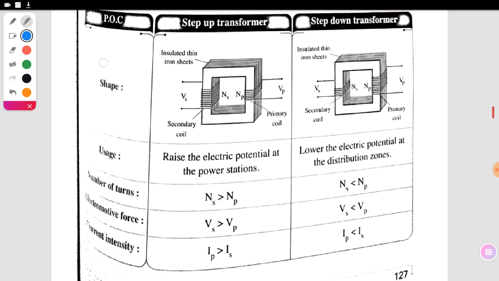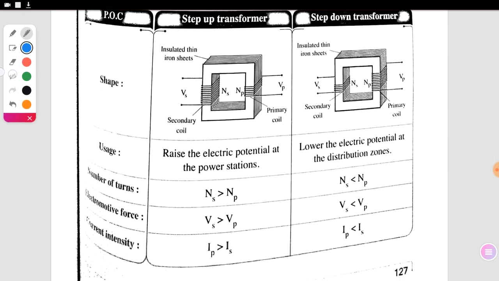Now, we study the types of transformer. The first transformer is called step-up transformer. The second transformer is called step-down transformer. A transformer is composed of a primary coil connected with a source of alternating current. But the frequency of the primary coil equals the frequency of the secondary coil.